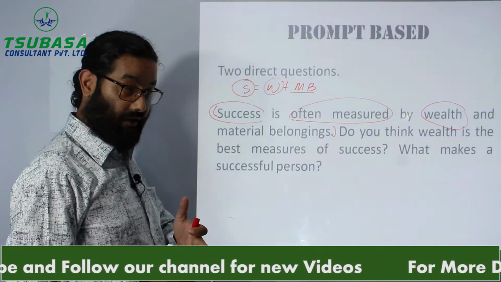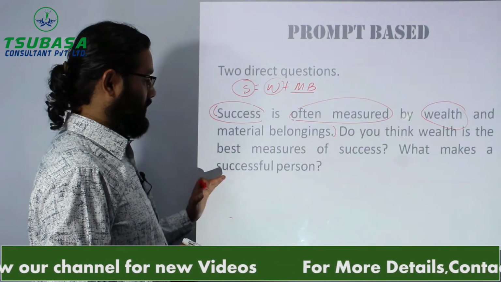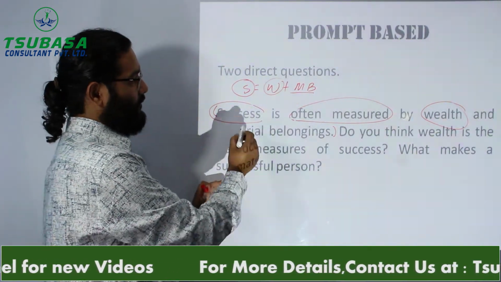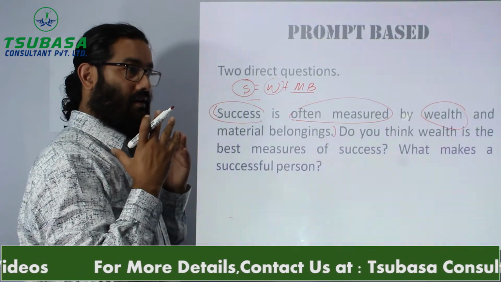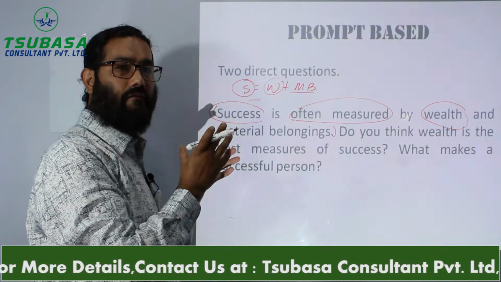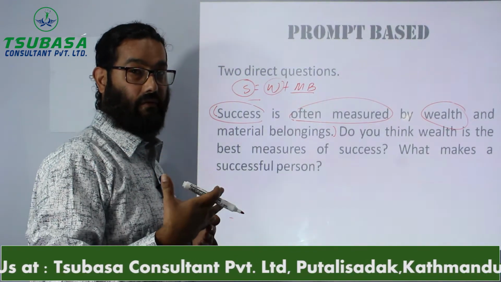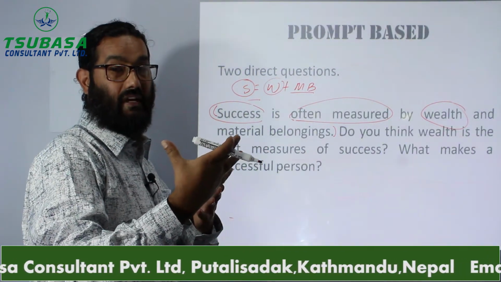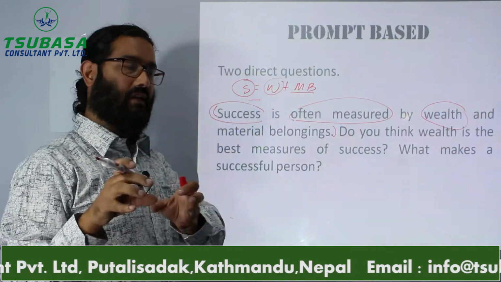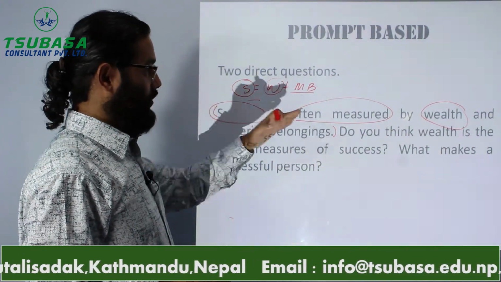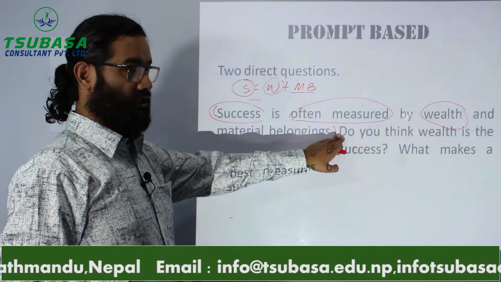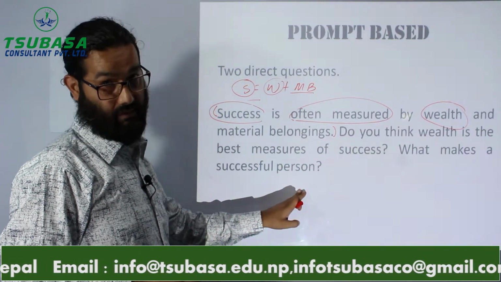And in the second paragraph, you have to write down what makes a successful person. You could even say these are some of the relative measures, and there are other things that I feel determine people's success. So you could write A, B, C, something like that. So in the first paragraph, argue the first question, and in the second paragraph, argue the second question.